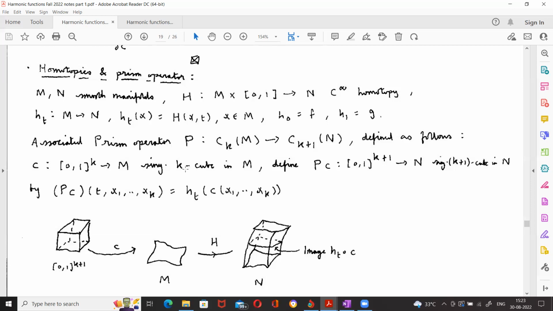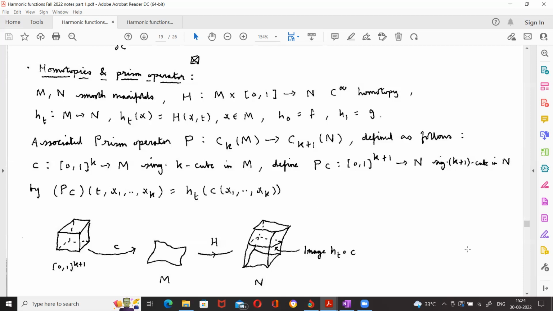Okay, it's a singular k cube in M. So you define P of C. This is going to be a k plus 1 cube in N, a singular k plus 1 cube in N. It's defined by the following formula. It's a function of k plus 1 variables, taking values in N. The first variable I think of as time, t, and the other variables are space variables, x1 to xk. So P C applied to t comma x1 to xk is simply defined to be ht of c of x1 to xk.